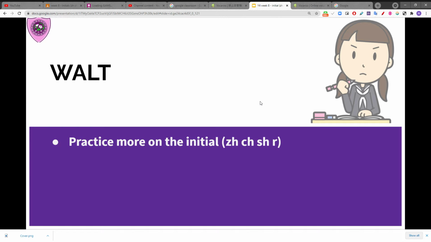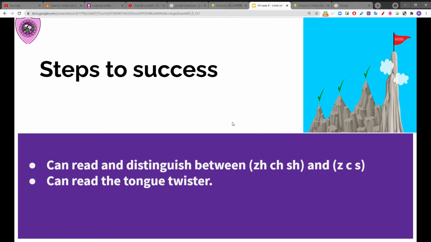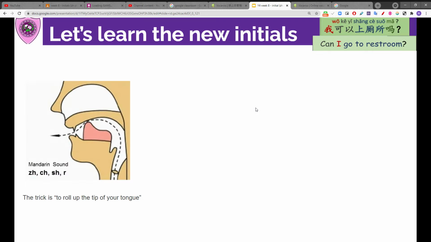From our last lesson we learned the initials zh, ch, sh, r. Today we're going to do more practice with these four sounds, and then we need to compare the difference between zh, ch, sh, and z, c, s. If you can read and distinguish their difference, and also do the tongue twister challenge, that means you are very successful today. So let's begin our lesson.